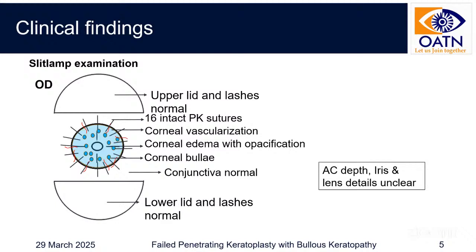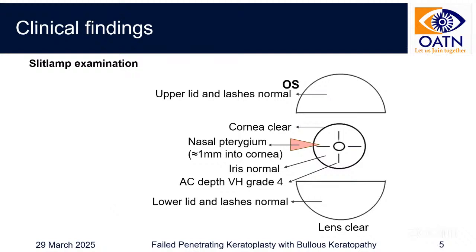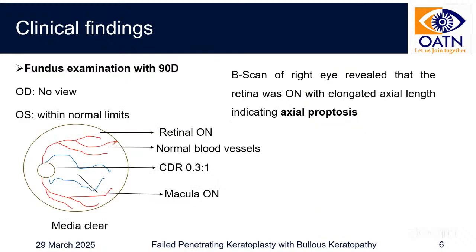Slit-lamp findings revealed right upper and lower lid edema with 16 intact PK sutures and corneal neovascularization. Corneal edema with opacification and corneal bullae was present. AC depth, iris and lens details were unclear due to the opacification. Left eye slit-lamp was normal, only nasal pterygium was noted, in which 1 mm corneal infiltration was seen. On fundus examination, there was no view in the right eye and the left eye was within normal limits. So B scan was done in the right eye, which revealed that the retina was attached and the axial length was bigger.